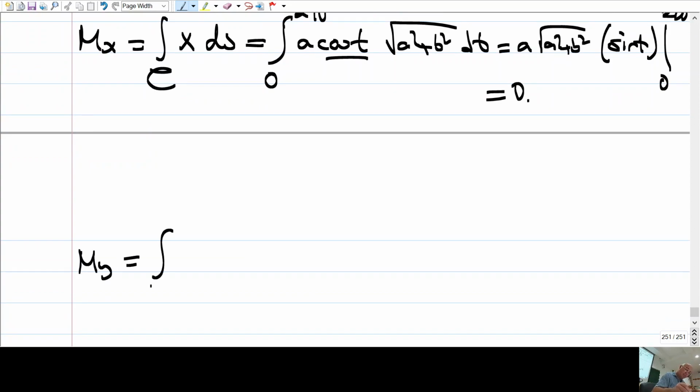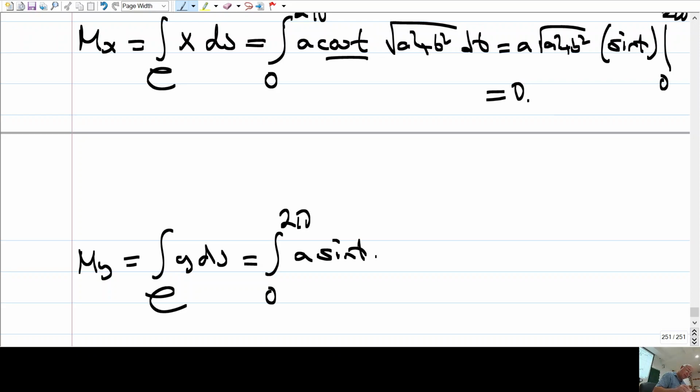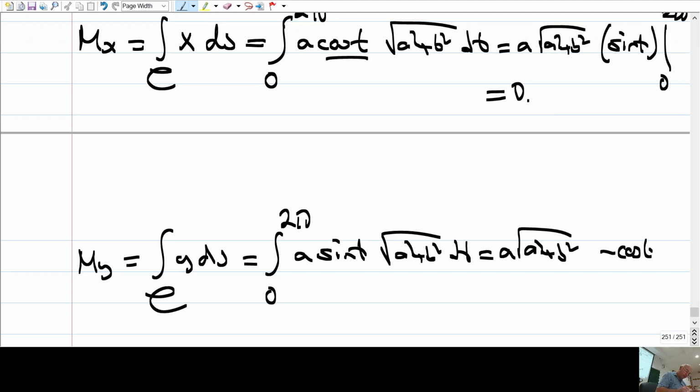My is just the integral of y ds, 0 to 2 pi, a times sine t, and then square root of a squared plus b squared dt. So the same thing, a times square root of a squared plus b squared. This time we have minus cosine t, 0 to 2 pi. When I plug 2 pi and 0, I get both 1, but since there's a minus sign between the two terms, this is again 0.